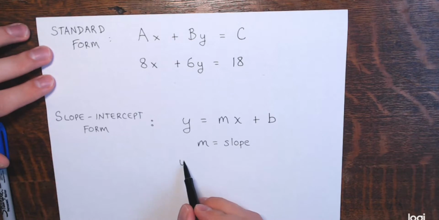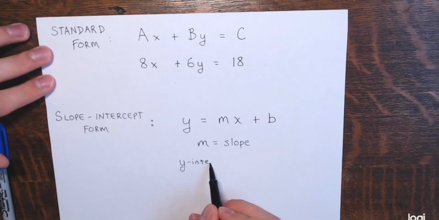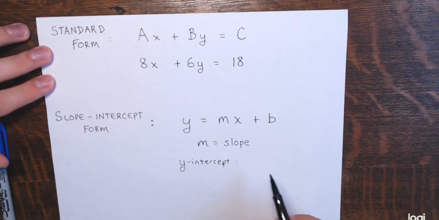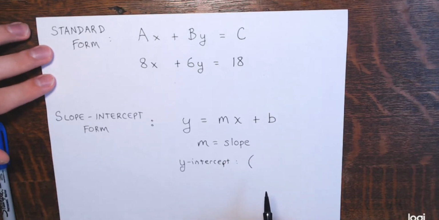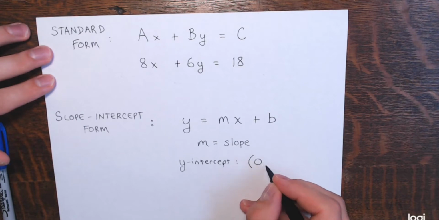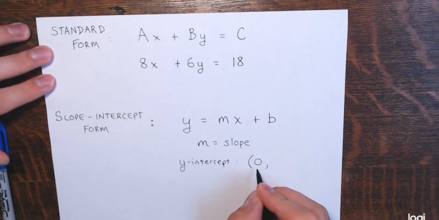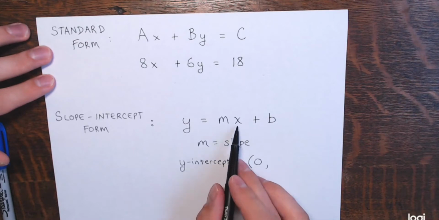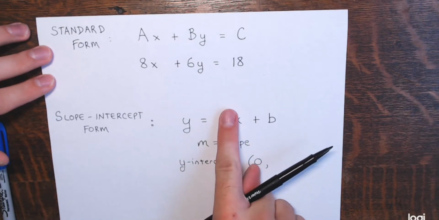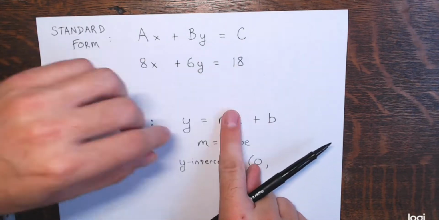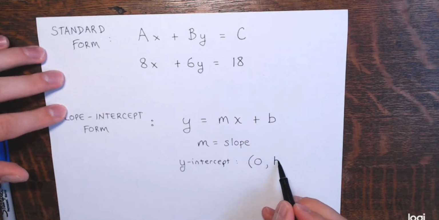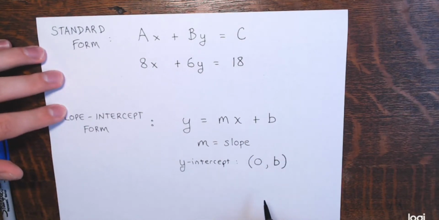And then the y-intercept. Remember, the y-intercept of a graph is a point that's on the y-axis, and if you're on the y-axis, the x-coordinate is 0. So the y-intercept always has an x-coordinate of 0, and you can see from the form of the equation, if x were 0, that would make the mx term disappear, and you'd have the y-coordinate equal to b. So (0, b) would be the y-intercept.